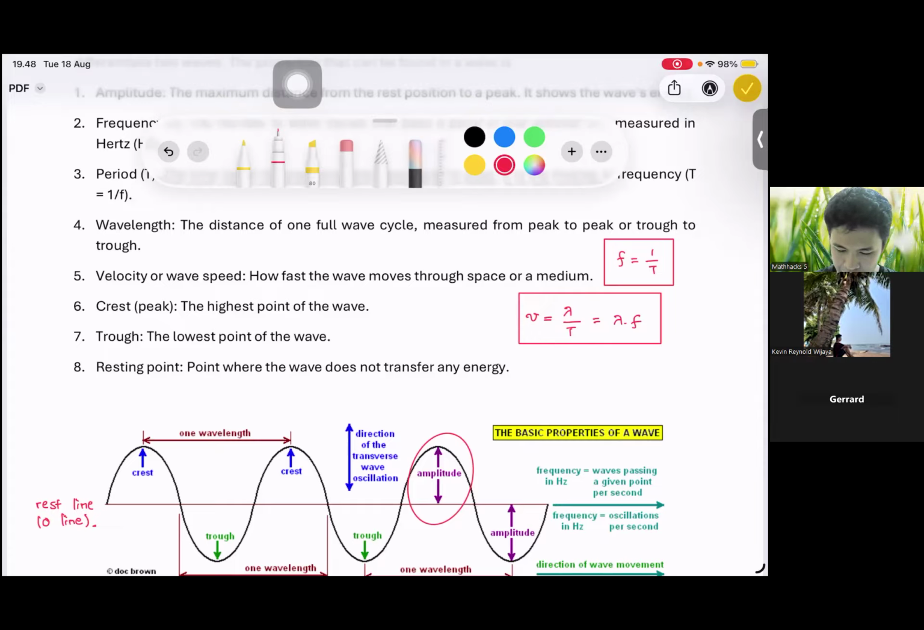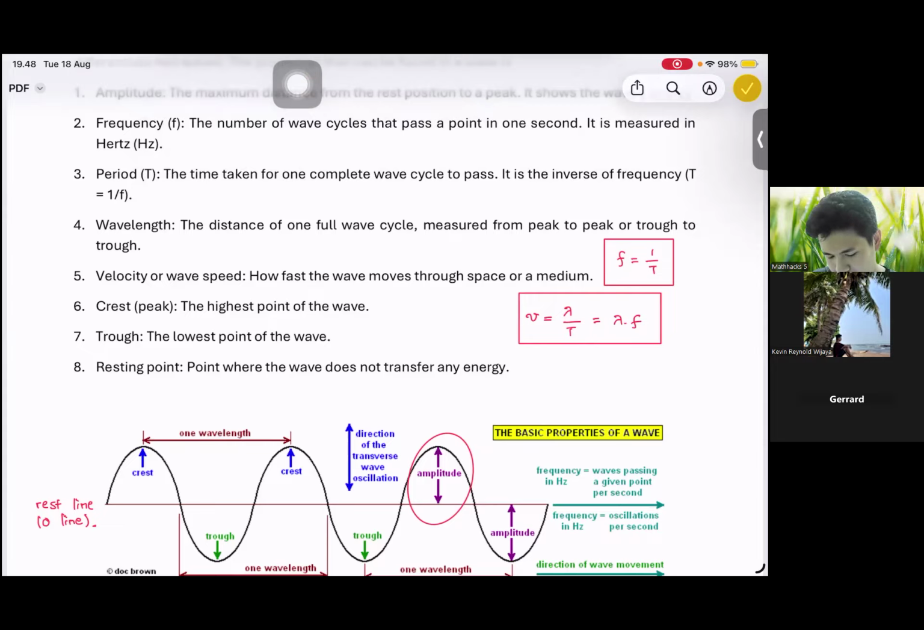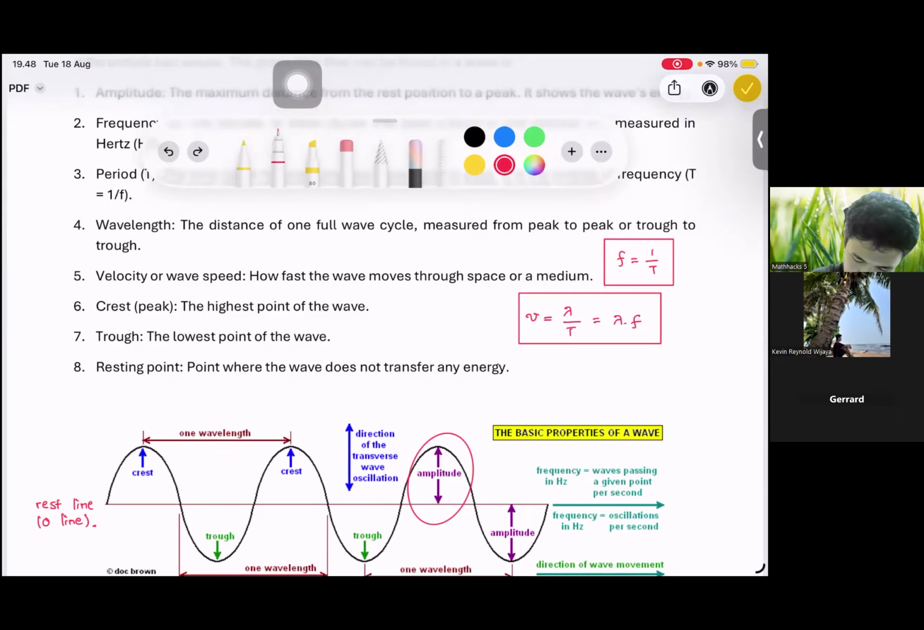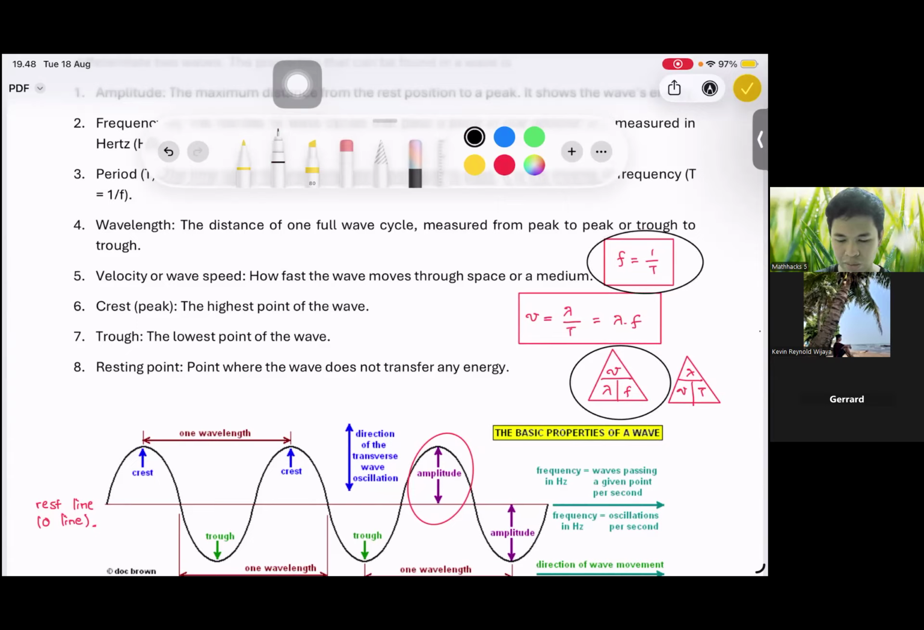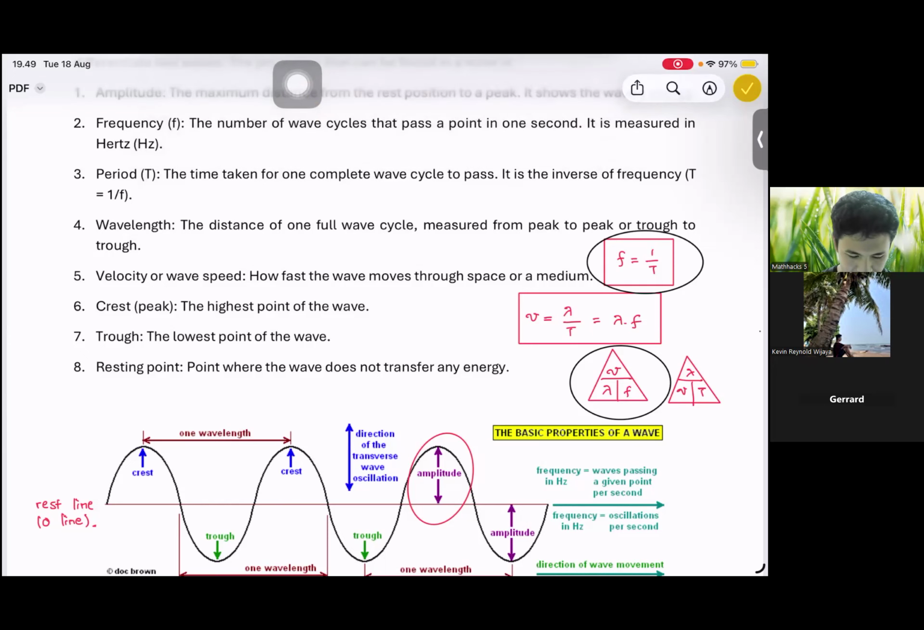Or if you want to use the triangle, we can also use this one. Usually people use this. Let's draw the triangle first: v on top, lambda and f at the bottom. Or you can also use lambda and T. So it depends on you, but usually I just remember this one, and if you know the period, you just need to remember this formula. So instead of remembering three formulas, you can remember just two formulas, with the black circle.